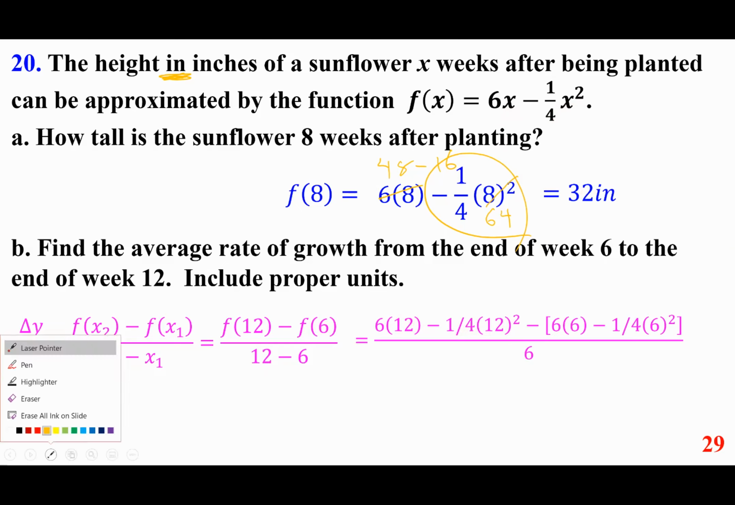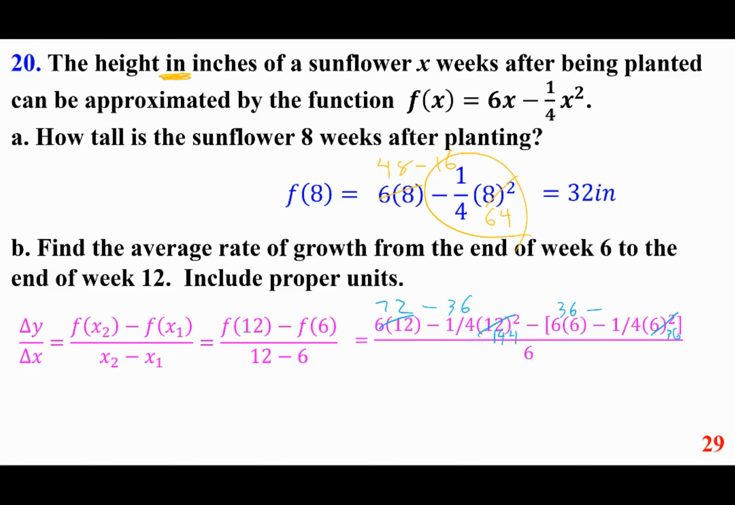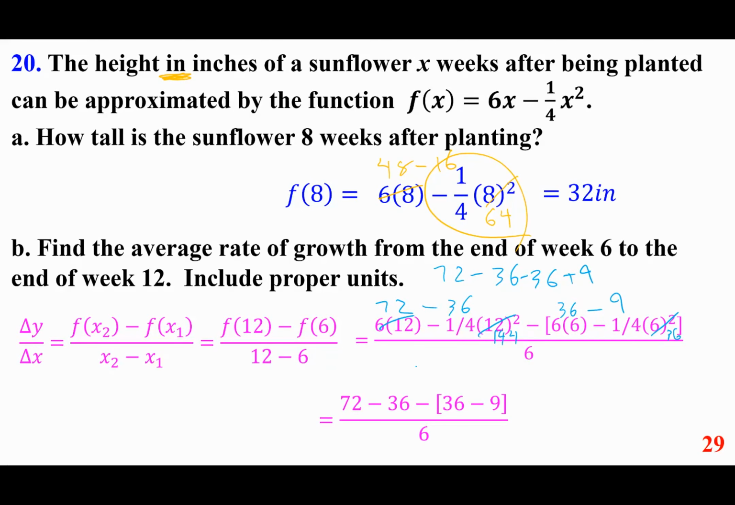And now you do the adding and subtracting and all the good stuff. So this is 72. This is 144. This is 36. This is also 36. 1/4 of it is 9. And what we have is 72 minus 36 minus 36 plus 9. And we write it here. I hope that the whole thing becomes 9, and 9 over 6 simplifies to 3/2.